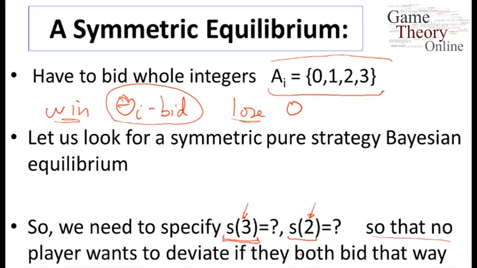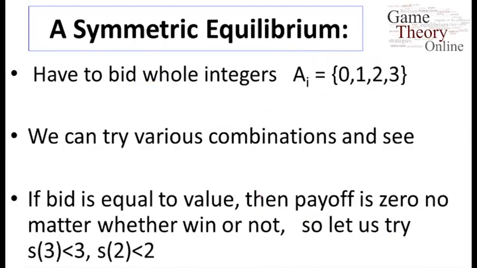But here we have a nice simple setting. It's a symmetric setting that gives us an idea of how to proceed. So we look for a symmetric equilibrium, and basically what we have to do is specify what the person should do when they have a value of 3, and how they should bid if they have a value of 2. Okay, so first of all, one thing to note, they have to bid whole integers. We can try various combinations.